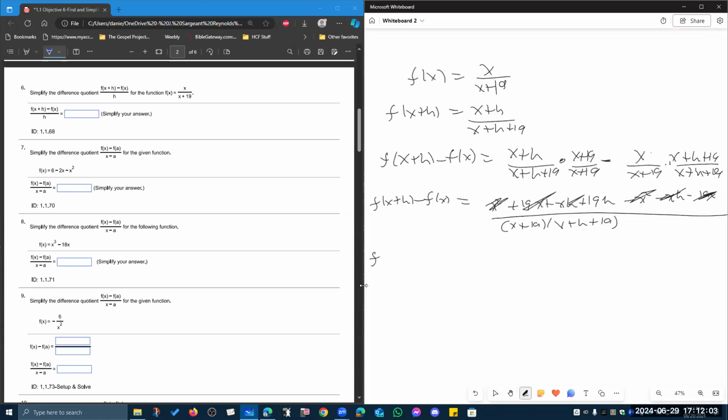So f of x plus h minus f of x, divided by h. So 19h over x plus 19, x plus h plus 19, times 1 over h. The h's will cancel. That's going to leave me with 19 over x plus 19 times x plus h plus 19.